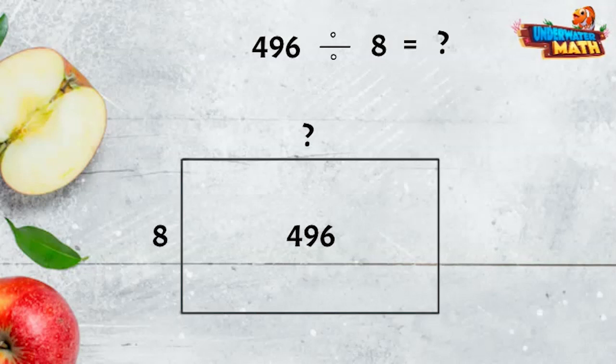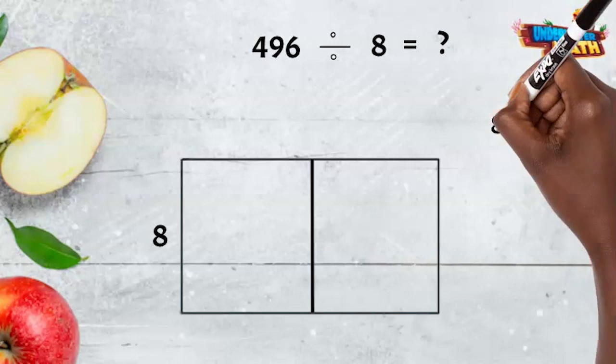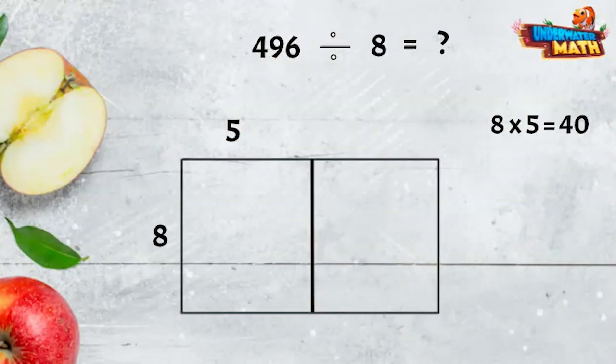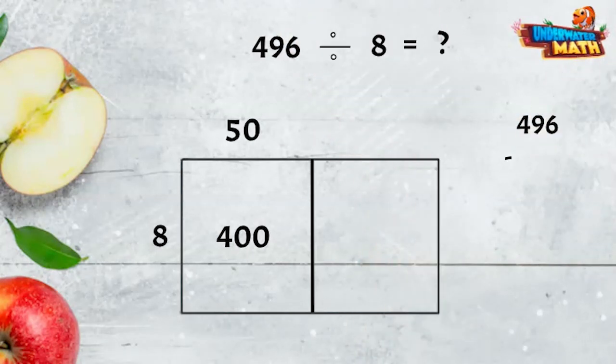To find this missing side, we need to determine how many times 8 fits into 496, and we can do this in parts. Let's use multiplication to estimate, or get close. I know 8 times 5 is 40, so 8 times 50 is 400, which is close to our dividend. We subtract 400 from 496, and we have 96 left over.